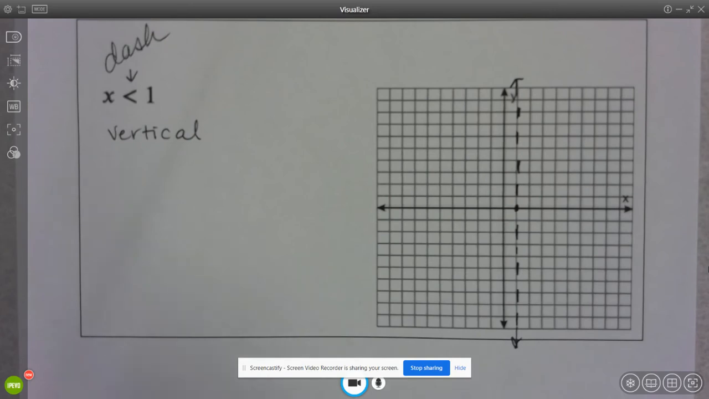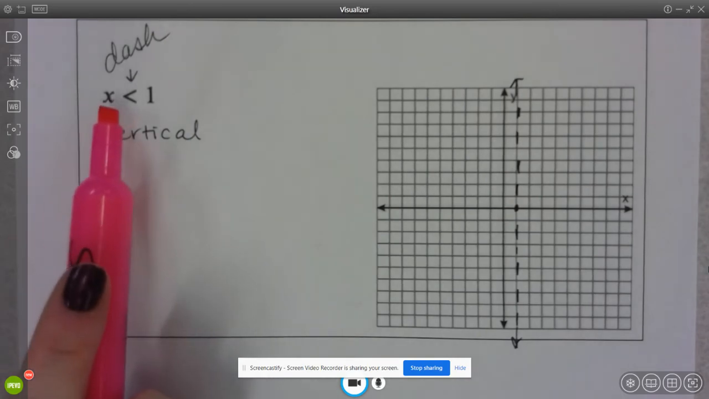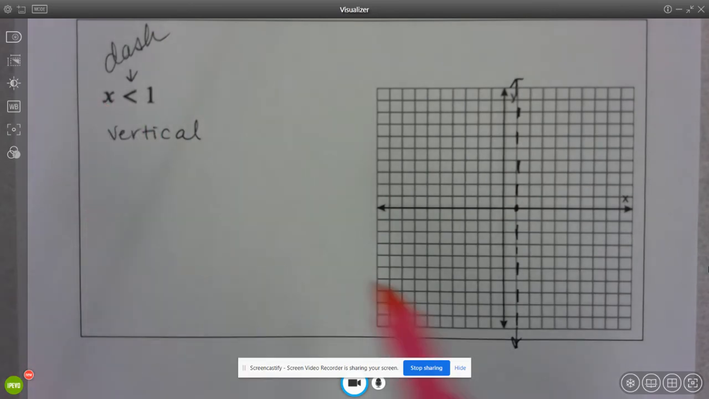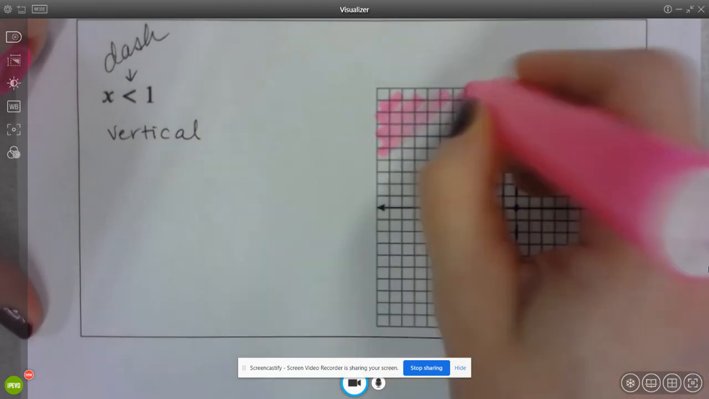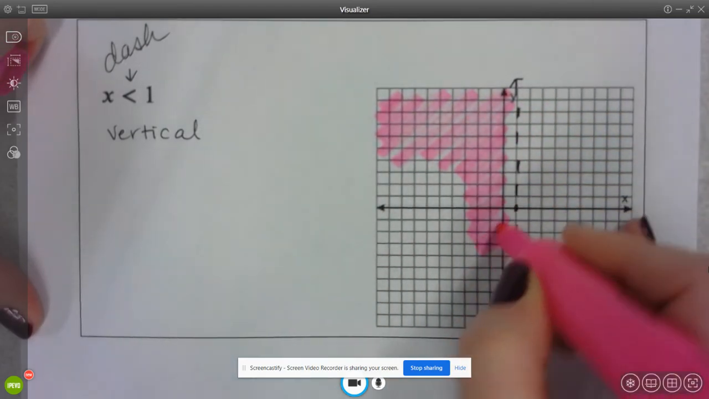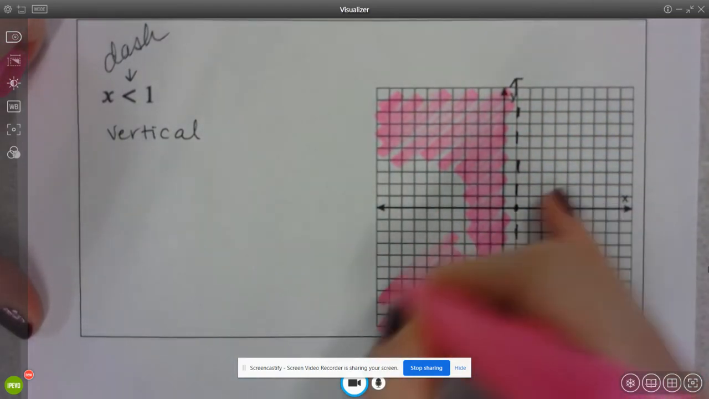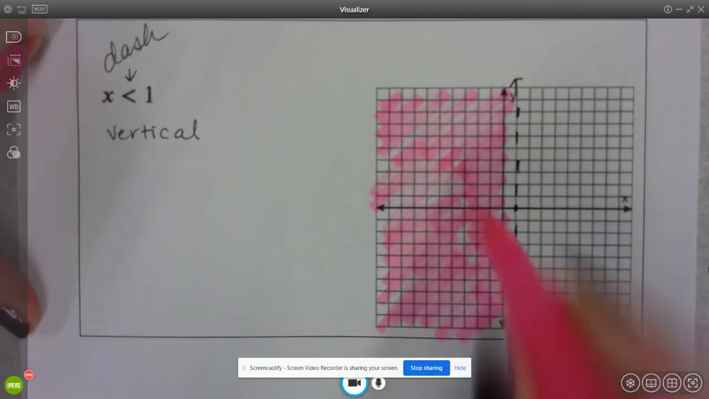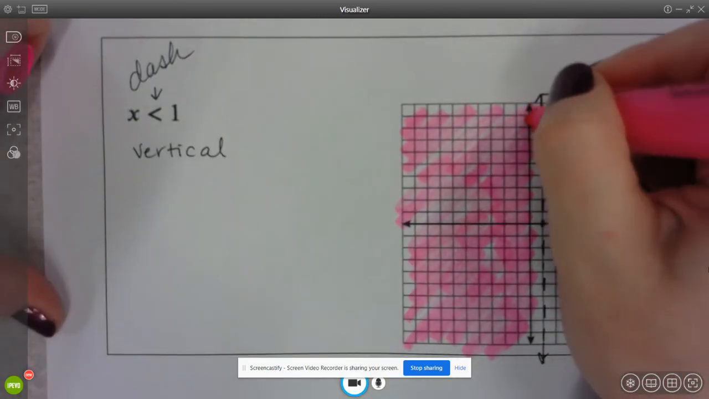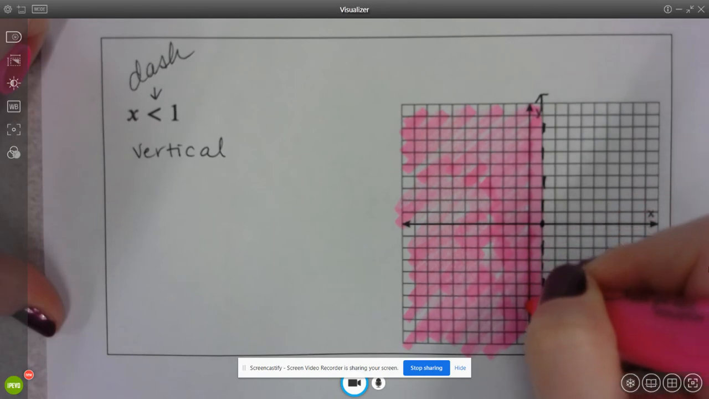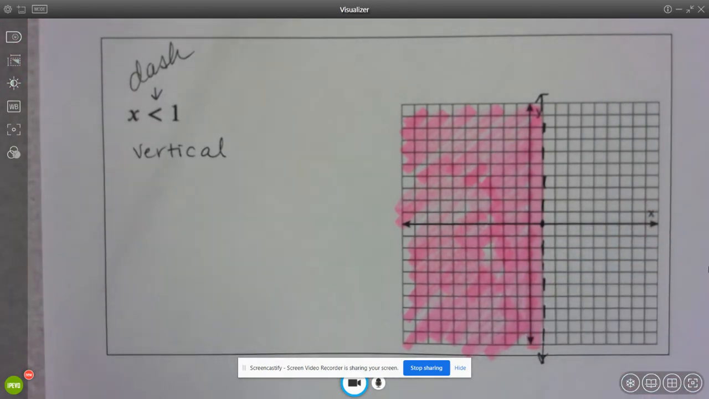And now I want all of the x values that are less than 1. So that would be everybody over here. Well, and it includes these points right in this space that I missed. We like the vertical and the horizontal lines. They don't take a lot of brain power.